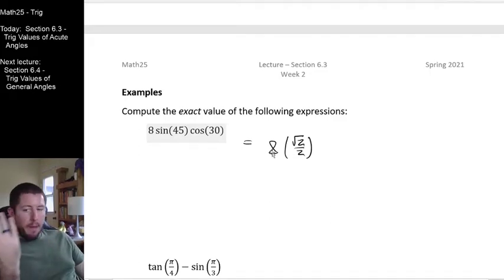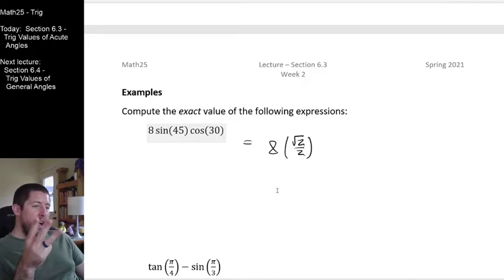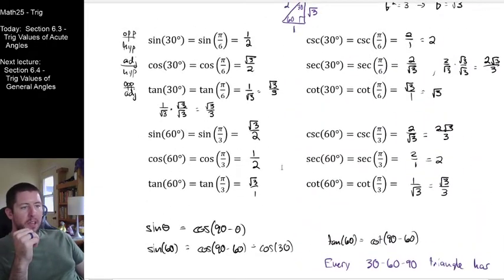Cosine of 30, it's in my 30, 60, 90 triangle. I know it's going to involve the numbers 1, root 3, and 2. If you haven't memorized them yet, which I don't expect because you're watching this right now, you may want to go look this back up. But my cosine of 30 is going to be root 3 over 2. Sitting right there. Cosine of 30, root 3 over 2.